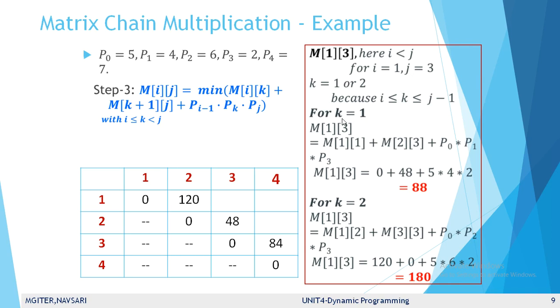Now first of all we find the value for k equal to 1. So M of 1 3 is equal to the minimum of M of i k, where the value of i is equal to 1 and k is equal to 1. So M of 1 1 plus M of k plus 1, k is equal to 1, 1 plus 1 is equal to 2, and the value of j is equal to 3, M of 2 3 plus P of i minus 1, i is equal to 1, 1 minus 1 is 0, dot P of k, where the value of k is equal to 1.